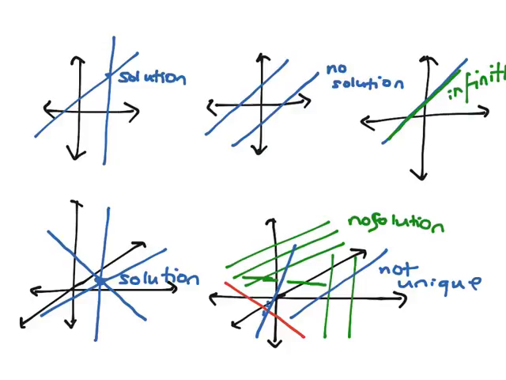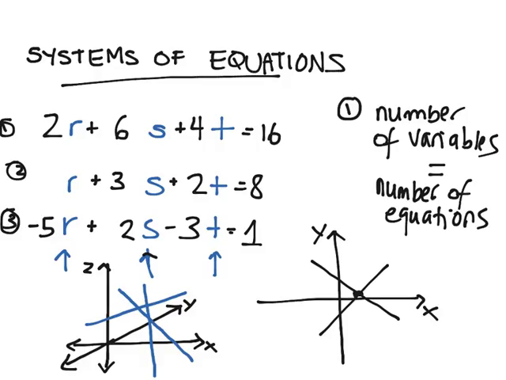Now, the details of this aren't important at this stage. What we need to know is that it's only a solution if all the equations intersect. So let's look back at our example. Can we find a unique solution for these three lines just by looking at the three equations we have here?